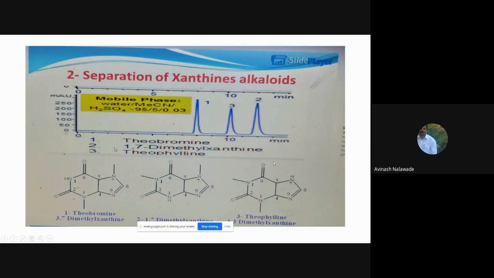Then the separation of the xanthine alkaloids. Xanthine alkaloids separation पहा. त्याच्यामध्ये थिओब्रोमिन, 1,7 dimethyl xanthine and theophylline. So these can be separated at the various time. ओके. कंटेंट तुम्हाला इथे दिसत आहे, त्याची तिन्हीची पण स्ट्रक्चर तुम्हाला इथे दिसत आहेत.